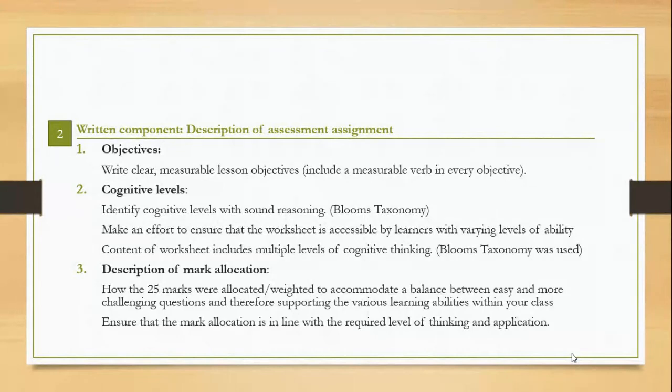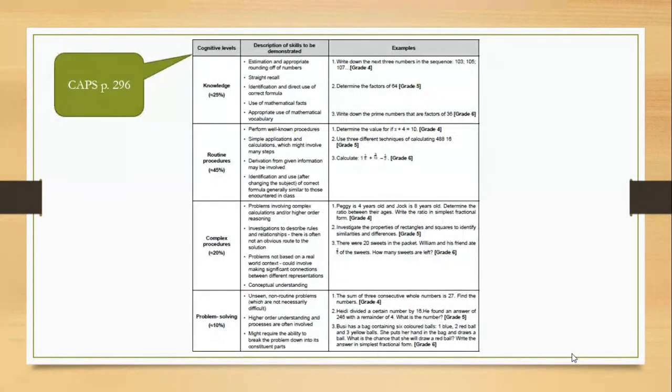You have to give me a description of how the 25 marks were allocated to accommodate a balance between easy and more challenging questions, and therefore supporting the various learning abilities within your class. Ensure that the mark allocation is in line with the required level of thinking and application. So I will break this down for you in the following slide.